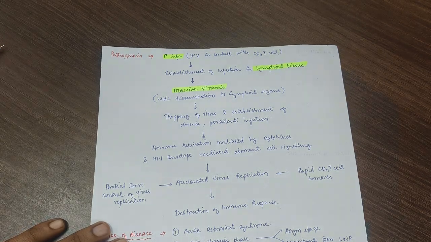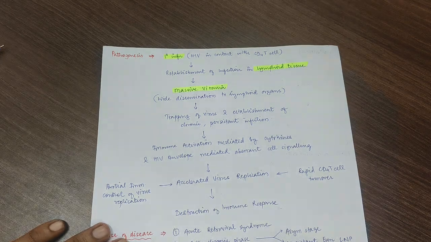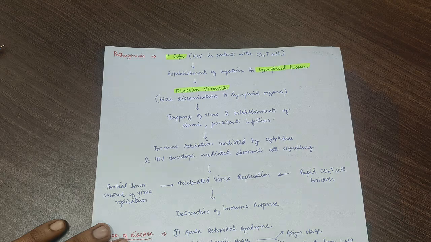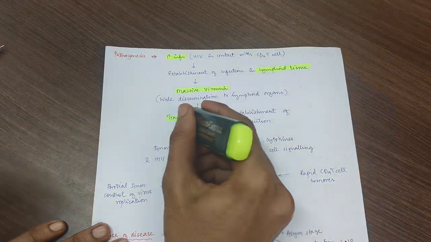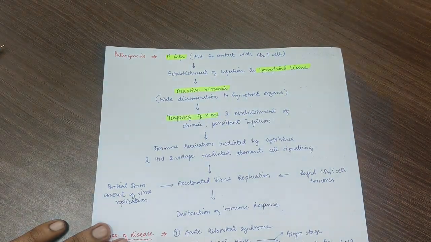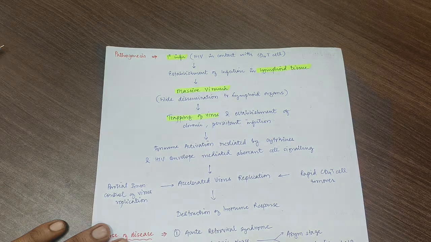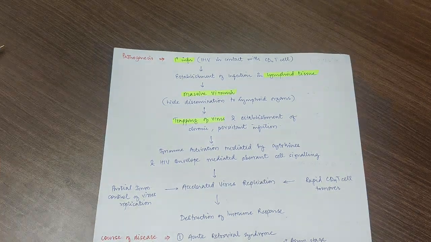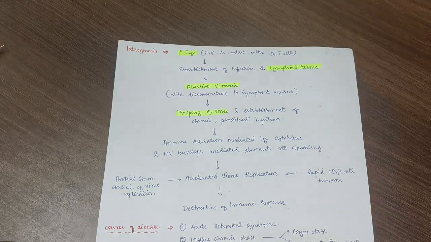The lymph tissue will be supplied by the lymphatics and drained by that, right? Then it will spread that particular virus into so many lymphoid organs. After this, what happens is trapping of virus and establishing of persistent or chronic infection. Now the body will trap this virus, and that will lead to the chronic and persistent infection.